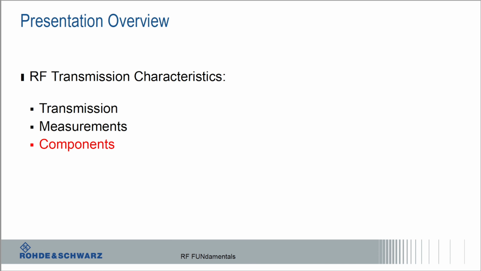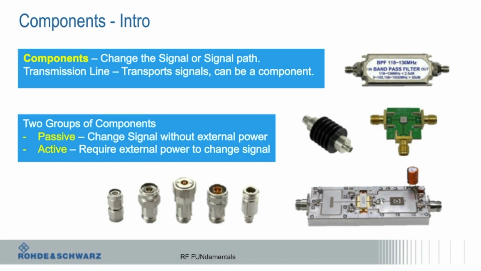Okay, let's talk about some different types of components. Components basically change the signal or signal path. They make it bigger, they make it smaller, they may clip it, they may transduce it, like from an antenna. And they typically talk about two different groups of components, active and passive. Passive are things that you don't plug power into, all said and done, right?